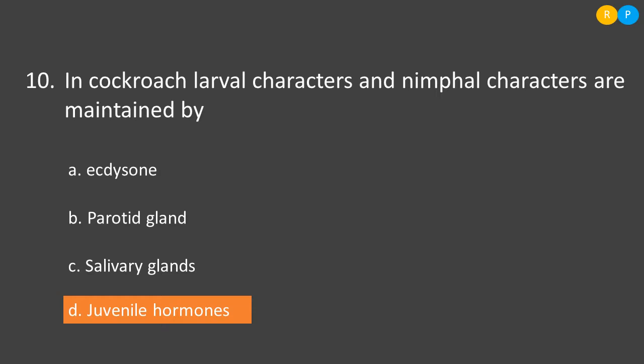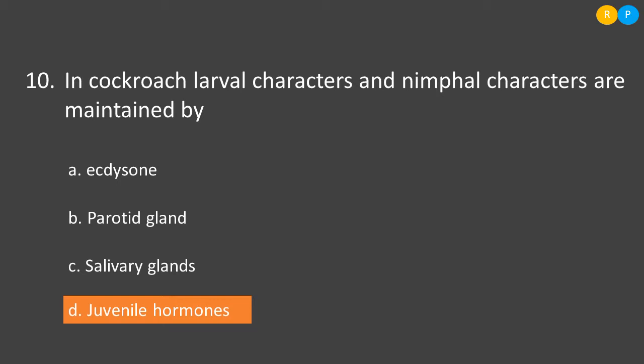Let us see what hormone is helpful to maintain the larval as well as nymphal characters in cockroach. Option A, ecdysone. Ecdysone is a type of steroid hormone. This hormone is secreted in most of the insects. The main function performed by ecdysone is that it helps in molting. That means for removing the outer skin of the insect, this hormone is very essential. Then option B, parotid gland. Parotid gland is a part of the salivary gland. It helps the salivary gland to secrete saliva. But the cockroach does not have a parotid gland. Instead, the salivary gland itself releases the saliva. It is helpful for the digestion of food in the region of the mouth.